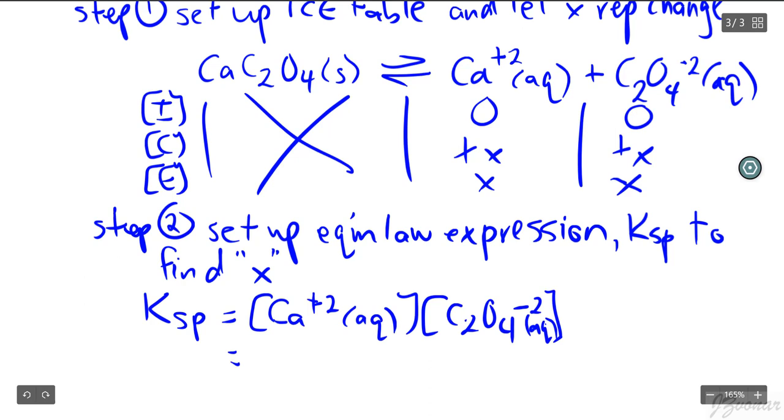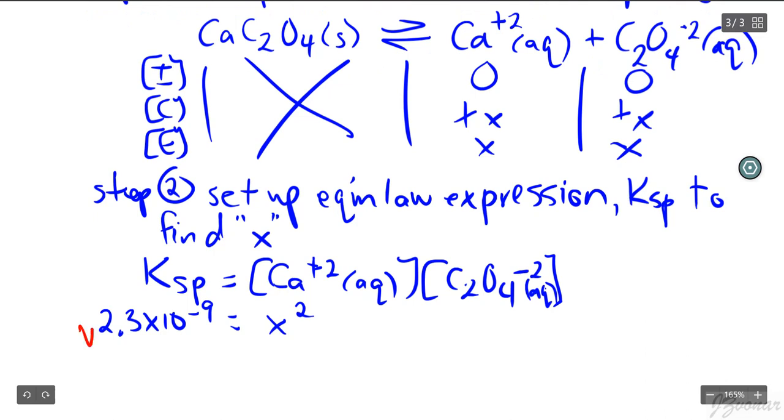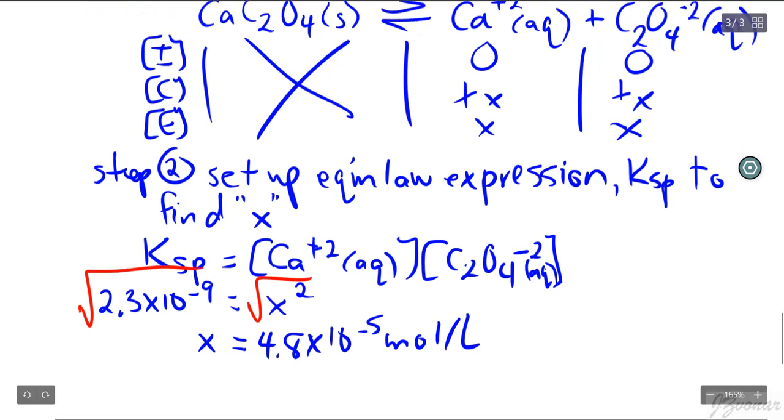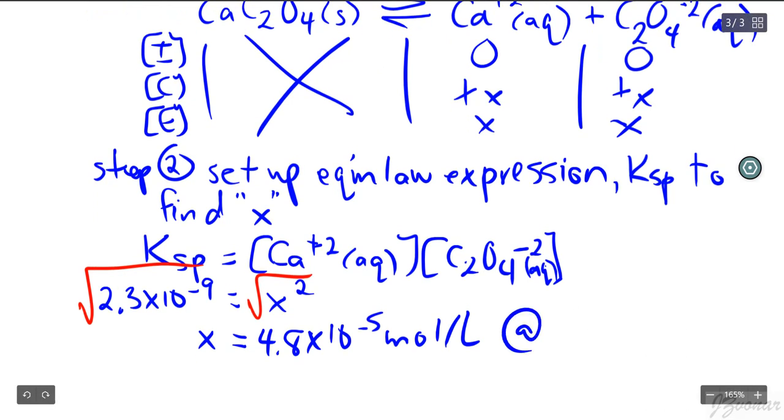Okay, so we know our KSP, it's been given to us in the question, it's 2.3 times 10 to the negative 9. I know this is X times X, so I'm just going to call it X squared. So now to solve for X, all I do is take the square root of both sides to get my value of X. So X then equals 4.8 times 10 to the negative 5 moles per liter. So I've answered the first part of the question. And so this is the molar solubility at 25 degrees Celsius. All right, the molar solubility for calcium oxalate is 4.8 times 10 to the negative 5 moles per liter.